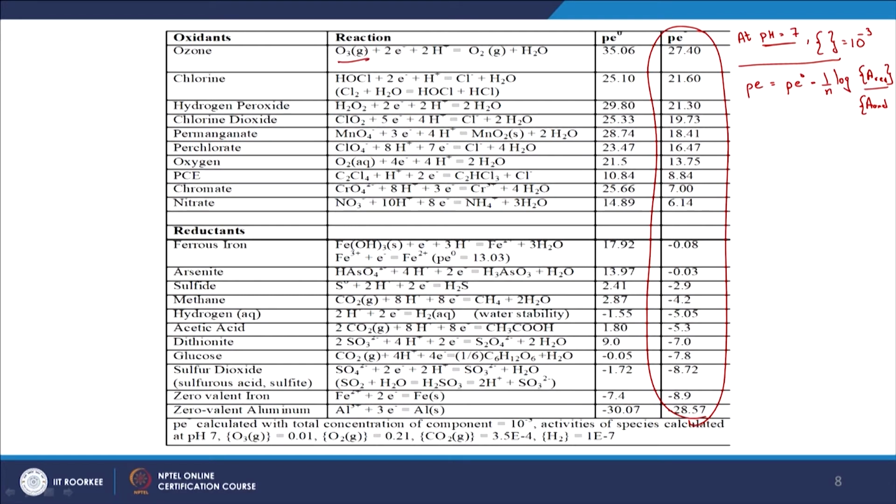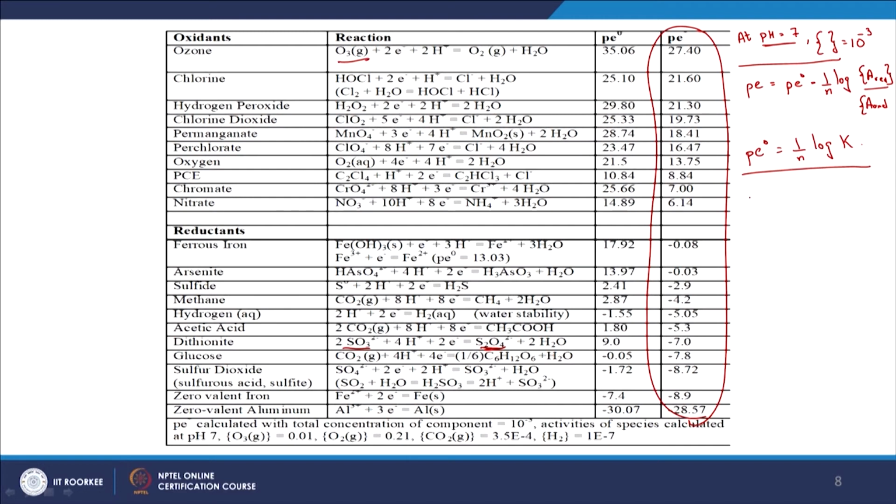and which one would act as a reducing agent, for example dithionite here. So how do I go about that now? Unlike pe naught, which is 1 by n log k, this gives me an idea about the system at equilibrium, or when the activity of the electron, and all the other activities, are equal to 1.